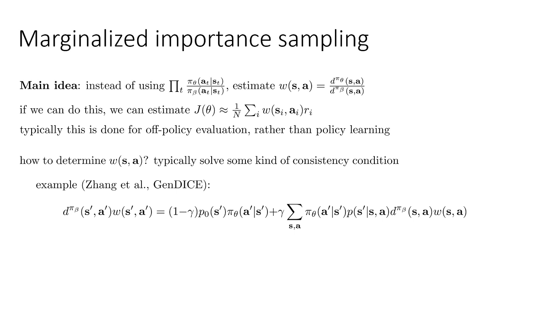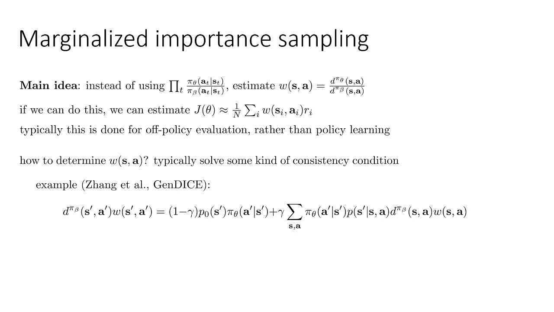So if you look at this consistency condition, you can see that on the left-hand side, you have the probability of seeing a state and an action (s',a') under the behavior policy pi_beta times the weight. Now, what's going on here? Well, if you multiply d^pi_beta by the weight, you get d^pi_theta, right? Because the weight is d^pi_theta over d^pi_beta. So what this is really describing is a condition that state-action marginals need to obey.